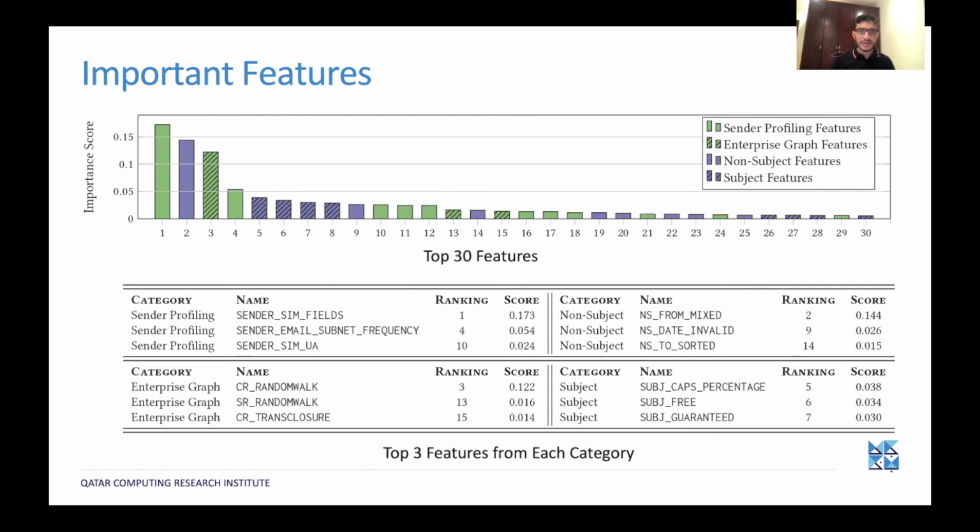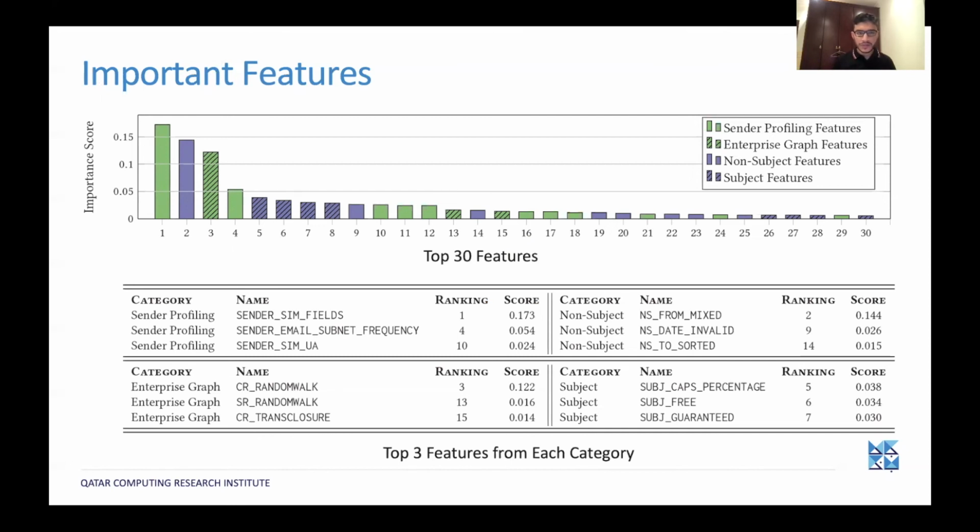The diagram at the top shows the top 30 features that our classifier identified. And the green bar shows the enterprise features and the purple bar shows the header features. As you can see, 3 out of top 4 features are enterprise features, which demonstrates the importance of those enterprise features over the header features.